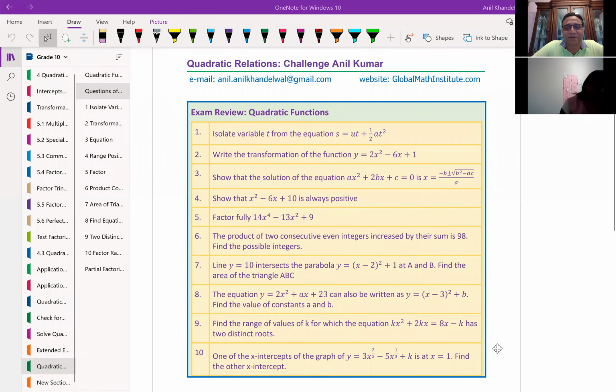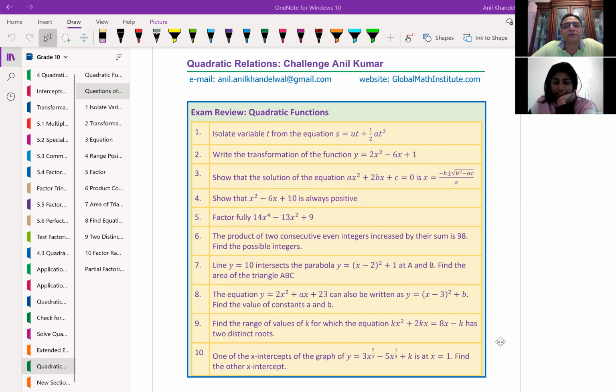I prepared some questions for you, so let's see if you are ready to solve them. Let me share my screen. Here are about 10 questions for you, so let's see how much you remember. We did go through quadratic functions earlier, but that was a long time back. These 10 questions should cover almost everything in quadratic functions.